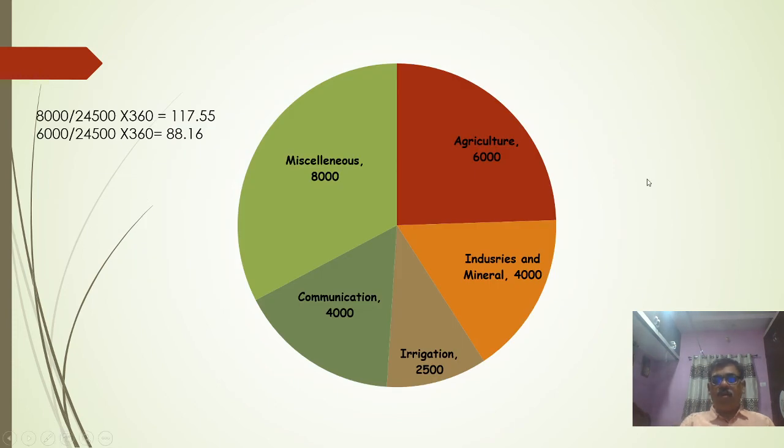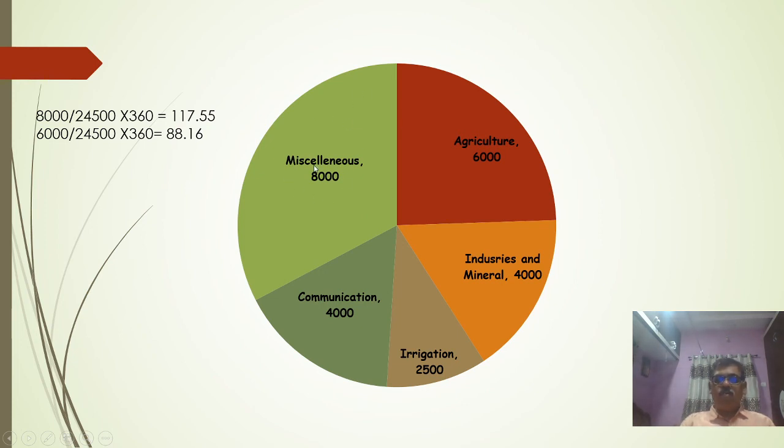Here we have shown the total cost in millions on agriculture, industries and minerals, irrigation, communication and miscellaneous. You have to total all of it, and if you total it, that is about 24,500. Then you have to calculate how many degrees, out of the entire 360 degrees, how much area the miscellaneous will occupy.